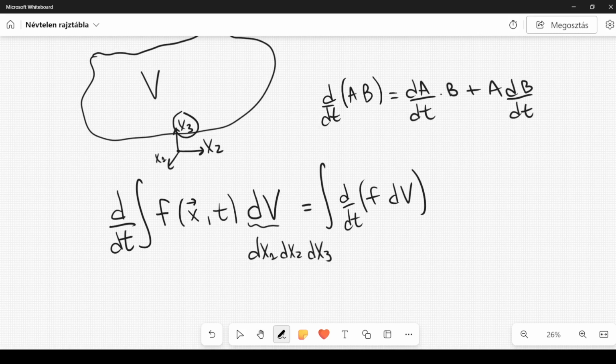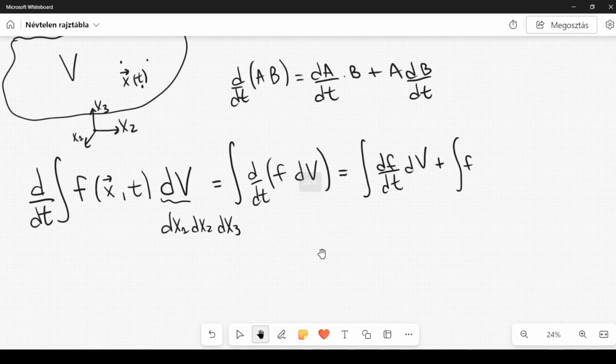So we have to think that the points inside this volume can move, and therefore we have some kind of function x of t. So these coordinates x, we can think that they depend on time. Now we can rewrite this integral as the integral of the derivative of the function with respect to time times the volume, plus the integral of the function times the derivative of the volume. So let me write it as d over dt of dV.